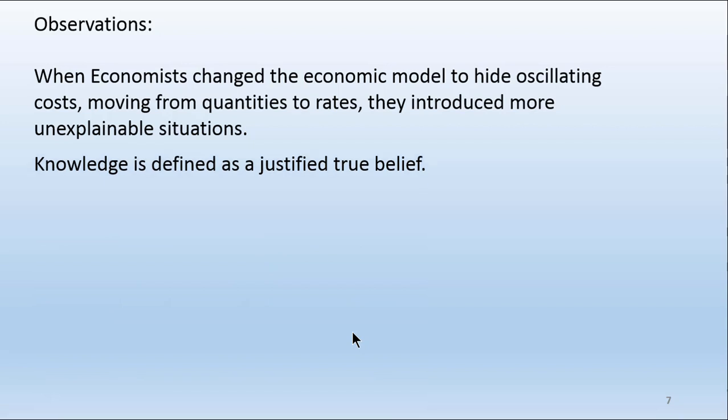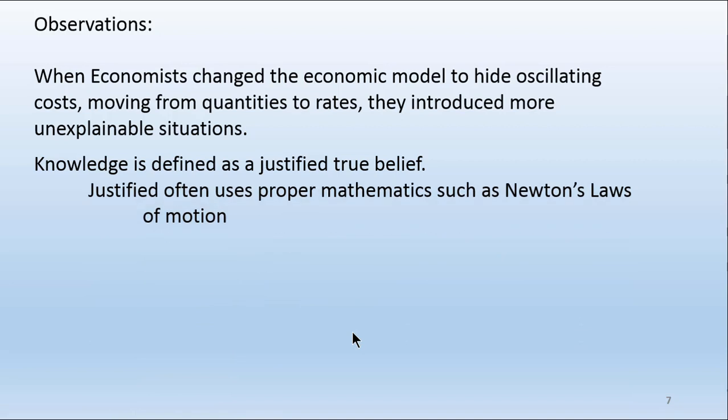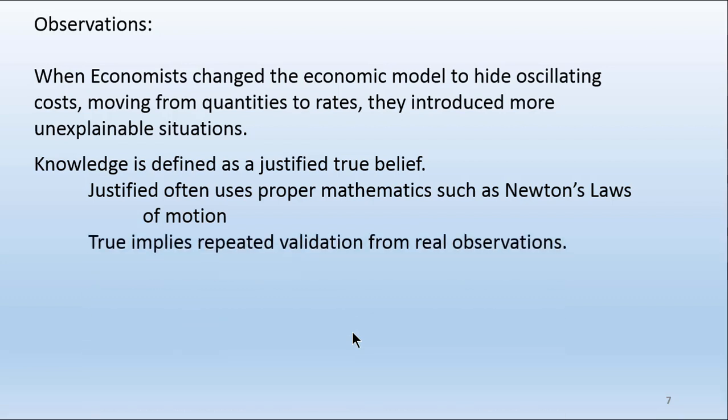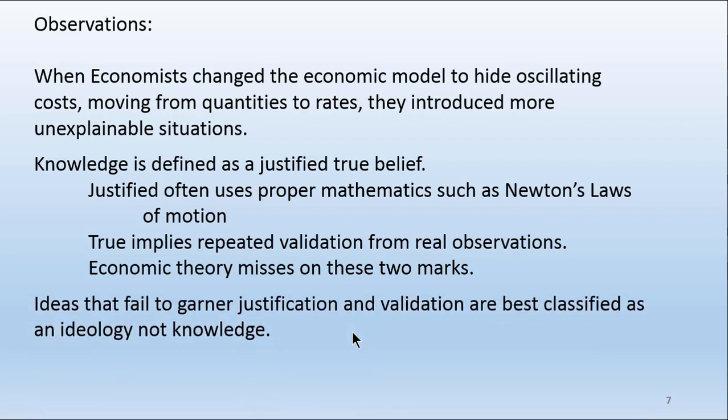Knowledge is defined as a justified true belief. Justified often uses proper mathematics, such as Newton's laws of motion. And true implies repeated validation from real observations. Economic theory misses on both of these marks. They're not using mathematics properly, and they're not supporting their theories with actual observations in the real world. The ideas that fail to garner justification and validation are best classified as an ideology and do not represent knowledge.